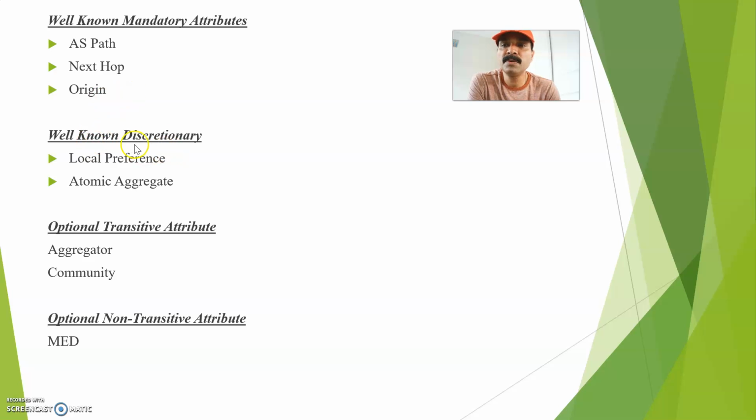And what about well-known discretionary? Just the opposite of mandatory. This may or may not be present in the BGP table or the BGP update. The first is local preference and the second is atomic aggregate. The third is optional transitive.